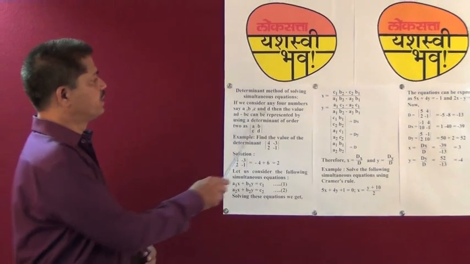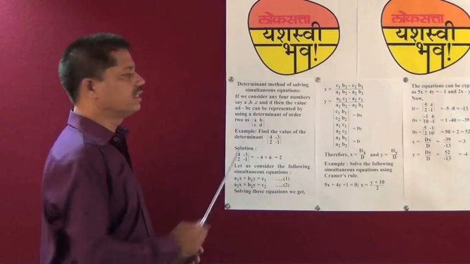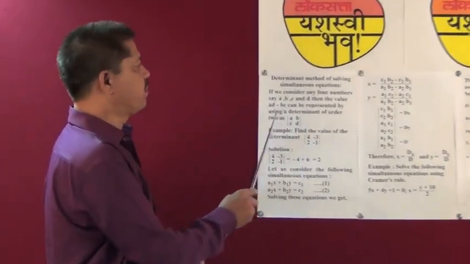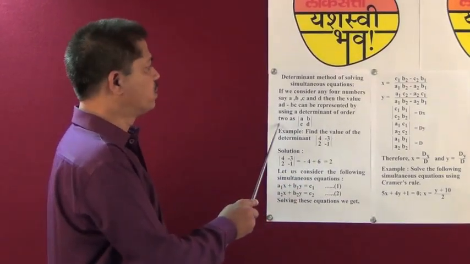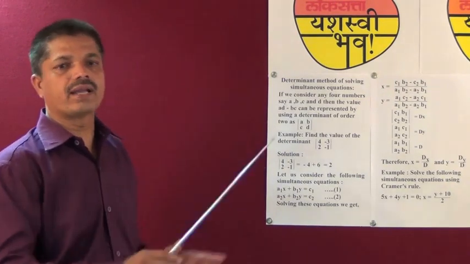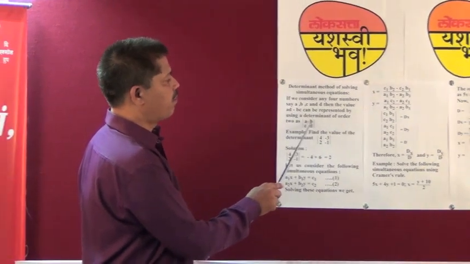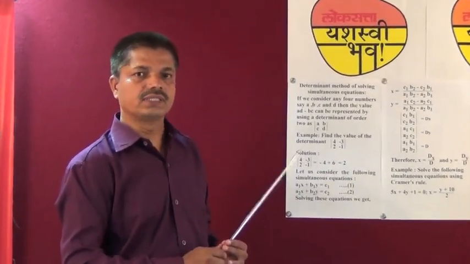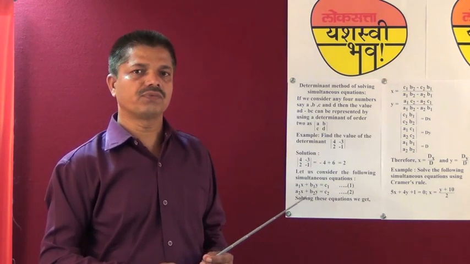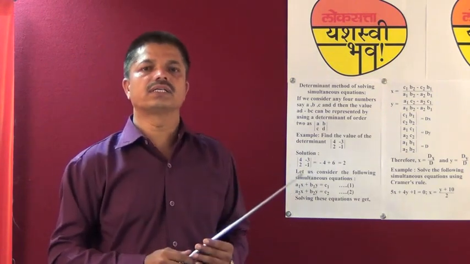Now if we consider any 4 numbers, say a, b, c and d, then the value ad minus bc can be represented by using a determinant of order 2 as a, b, c and d with 2 parallel vertical lines, and the value of this is ad minus bc. Now this determinant has 2 rows and 2 columns, and therefore this is a determinant of order 2. There are higher order determinants also.